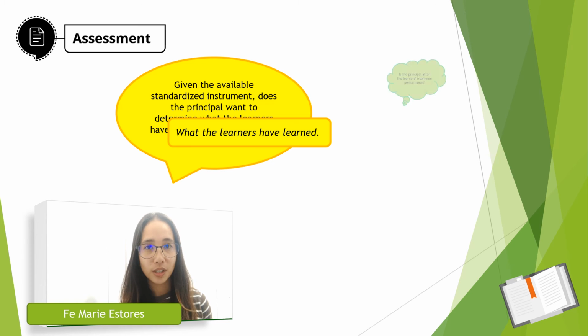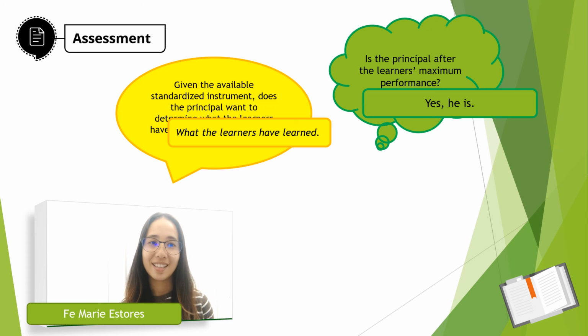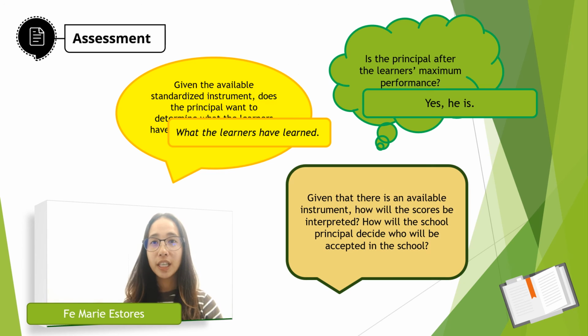And for the fifth question, is the principal after the learner's maximum performance? Yes, he is. And for the last question, given that there is an available instrument, how will the scores be interpreted? How will the school principal decide who will be accepted in the school?